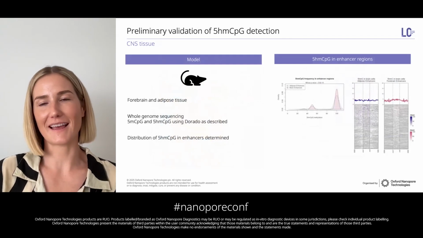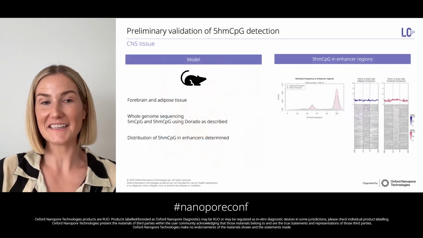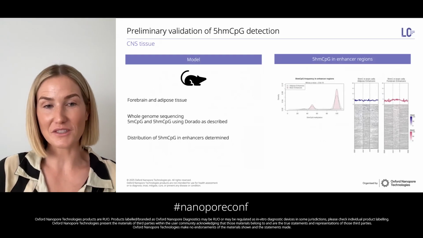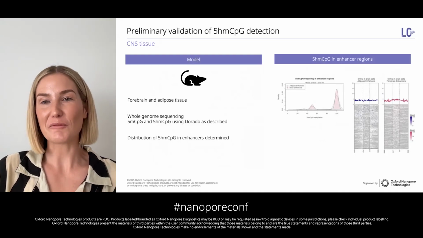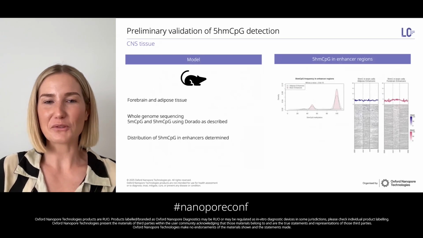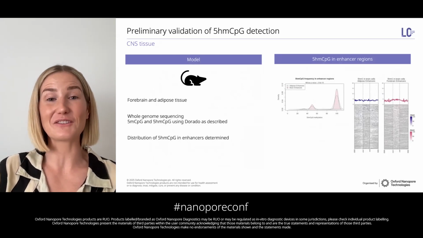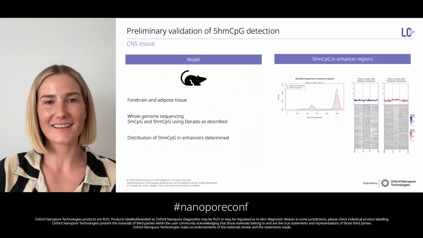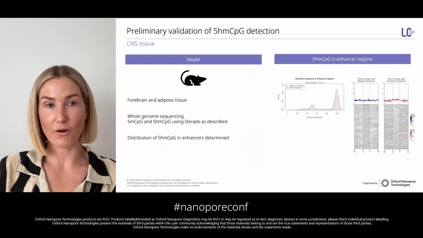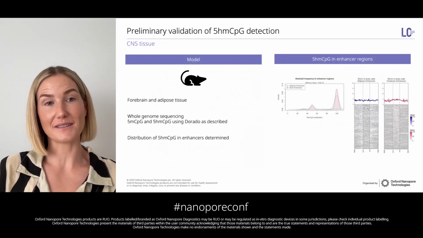Now, hydroxymethylation. We were very excited that the latest Dorado model was able to detect hydroxymethylation and promised to do so. We've been hoping to detect hydroxy with nanopore for a very long time, and we've tried many ways and failed. So Dorado was very exciting for us. And so with this, we wanted to validate this approach, and so we looked at central nervous system tissue.